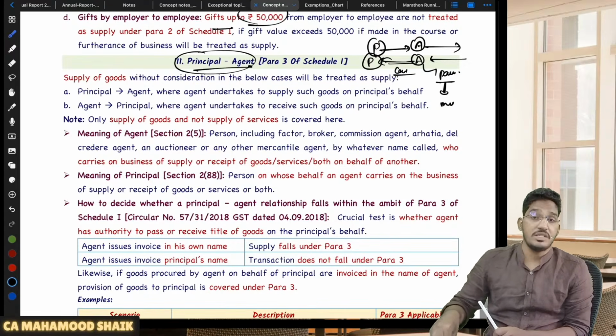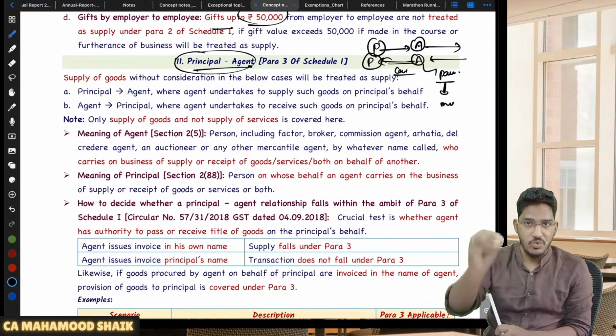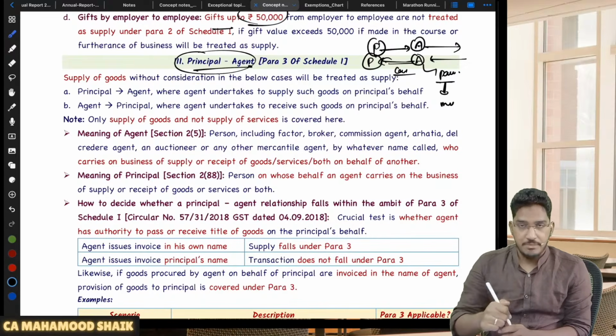If the invoice is given in the principal's name, then those agents will not get covered under para number 3 of Schedule 1. So only those agents who are giving the invoice in their own name will get covered under para number 3. Only for those agents, if the goods are supplied without consideration, then only it will be deemed as supply.